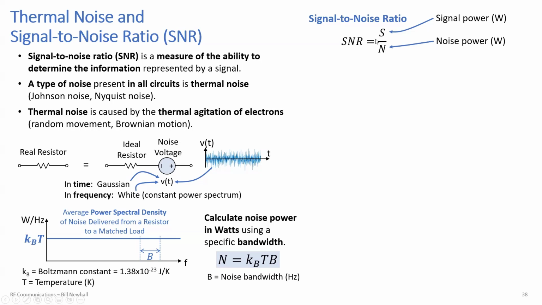SNR, signal-to-noise ratio, is simply the signal power divided by the noise power. If you express that ratio in dB, you get this: SNR in dB is 10 log base 10 of signal power over noise power. If you have signal and noise in dBm, then it's just signal power in dBm minus noise power in dBm.